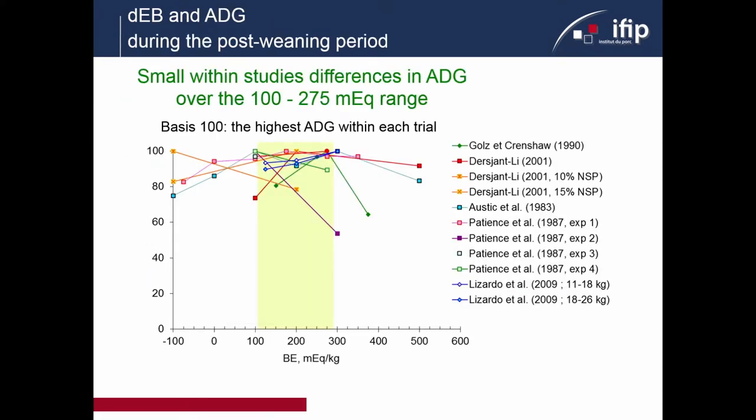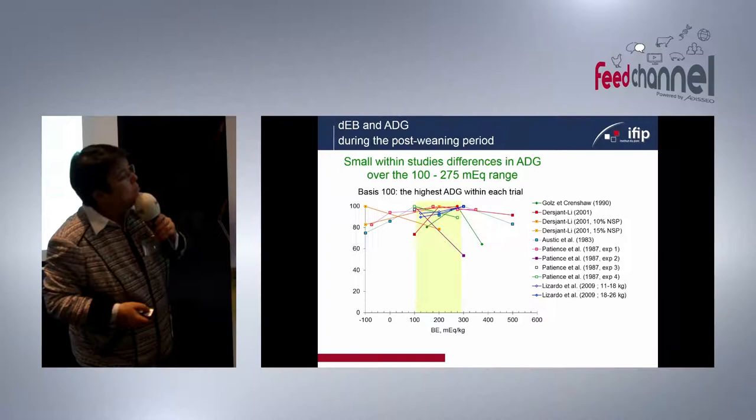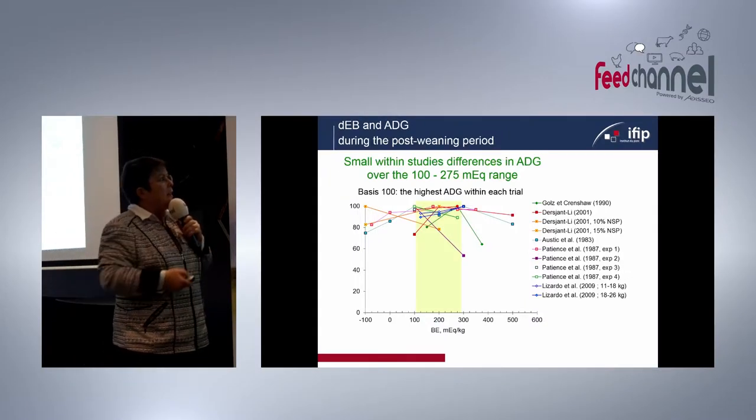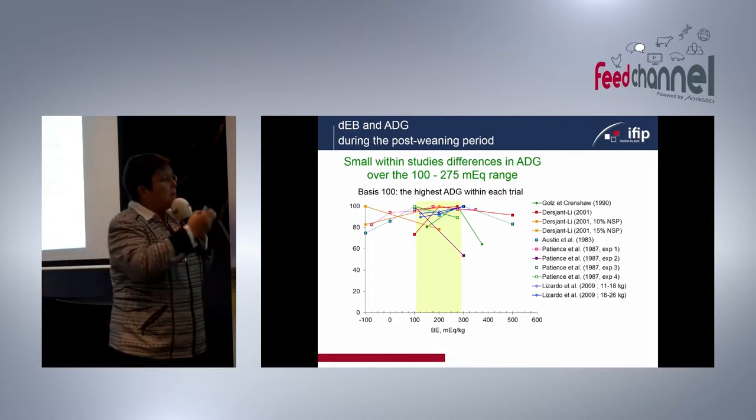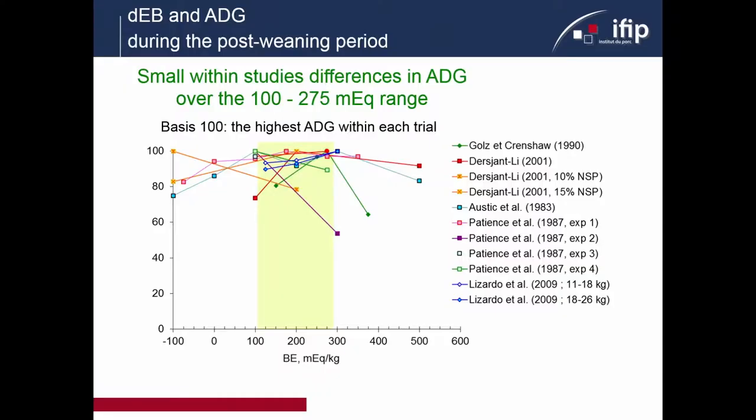So on this slide, I have collected many studies. Some of them are more recent than others, but you can see that they were performed more in the 90s and the beginning of the century. Because of differences between studies, I have expressed the result based on the highest ADG obtained within each study, and compared depending on the level of the dietary electrolyte balance. There's something that is too light, but finally there are some colors here. When we consider all these studies, well, at this time I do not dare to call it a meta-analysis, but the spirit is there. We can consider that over this range between 100 and 275, we get the best ADG, average daily gain, on average.